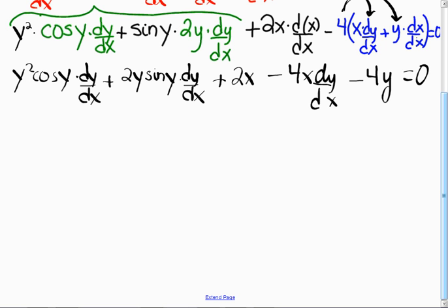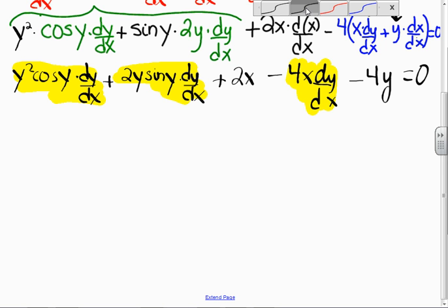The rest is algebra. What I'm going to do is highlight the dy dx's, and I want to keep all these guys on the left side. Anything multiplied with a dy dx in it, keep them all over here, because then it'll be easier for you to see what's going to move to the right side. Anything without a dy dx.